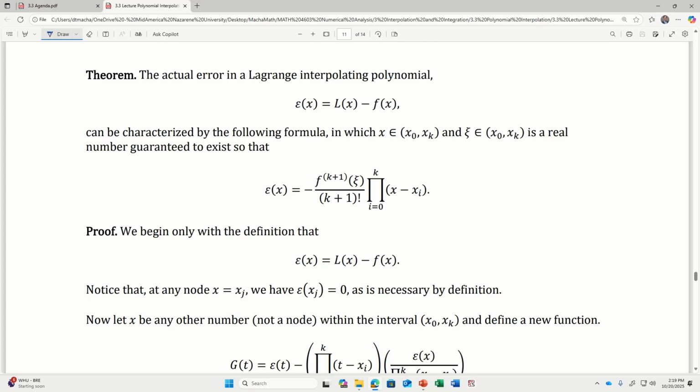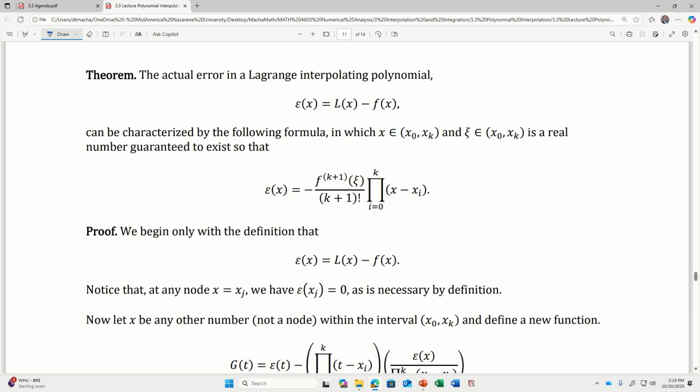We're going to define the actual error as being my approximation minus the true value. So for an interpolating polynomial, the actual error is going to be a function of my x variable, and it's going to be equal to my Lagrange interpolating polynomial minus the function I'm trying to interpolate.